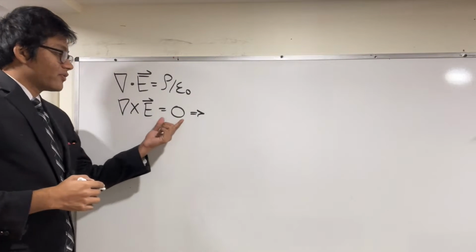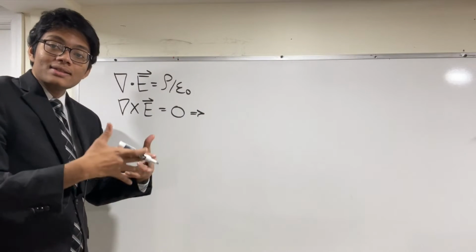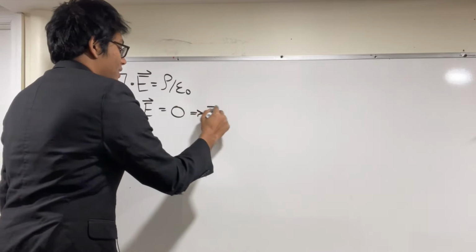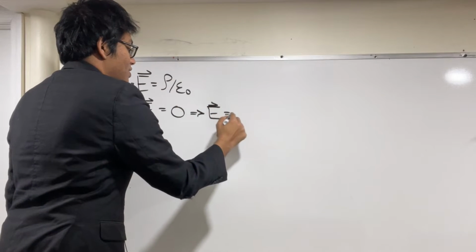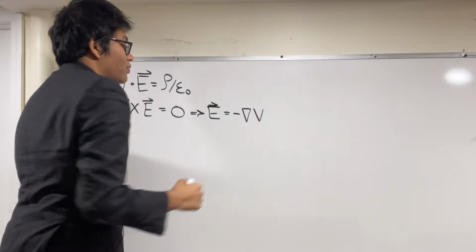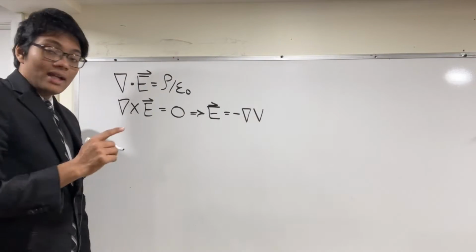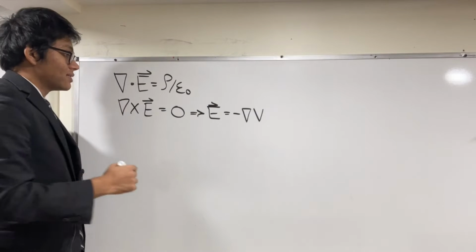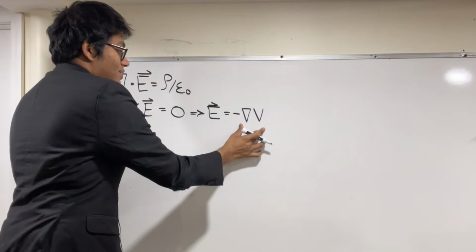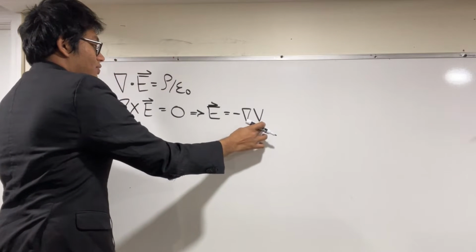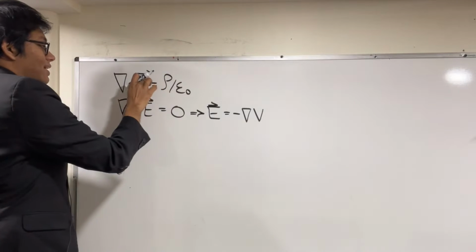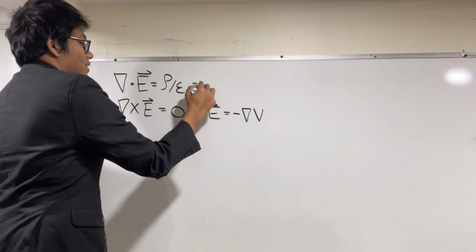the curl of the electric field being 0 admitted a scalar potential for the electric field. And that scalar potential was defined such that minus the gradient of the electric potential gives you the electric field. And furthermore, we can say something else. Now that we know that the electric field is minus the gradient of the electric potential, we can plug this back in for E over here. And look what we get.